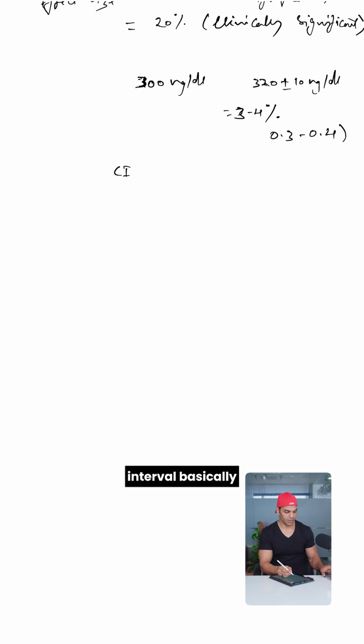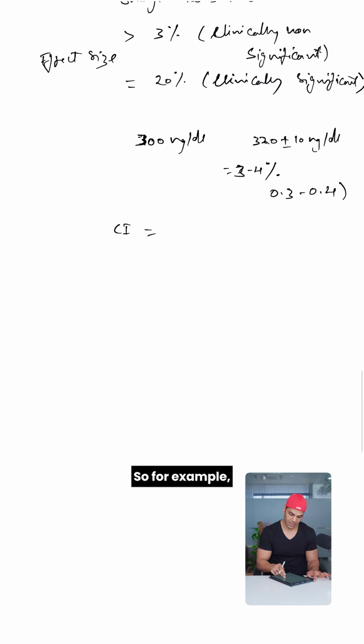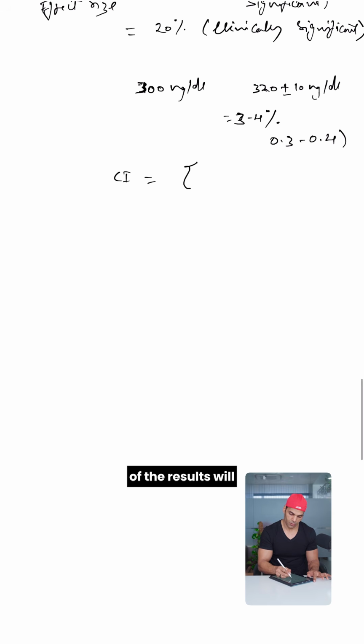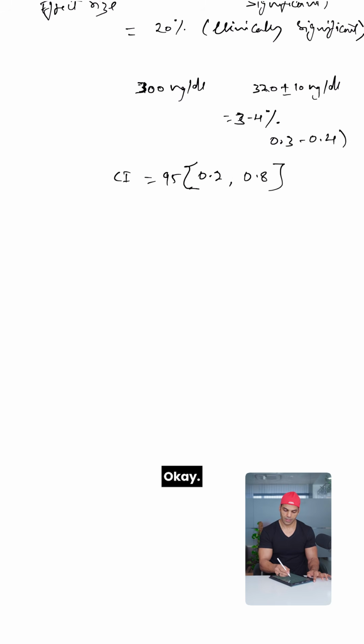So confidence interval basically tells you the likeliness of ranges. For example, in this case, most of the results will fall in a range, or the effect size is in the range. Confidence interval is typically referred to as 95%, and you can mention your absolute range or you can mention the effect size. So I would say, let's say 0.2 and 0.8. Okay, so there's a 95% confidence that the values fall between 0.2 to 0.8.